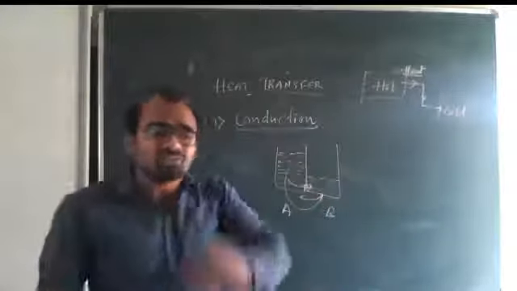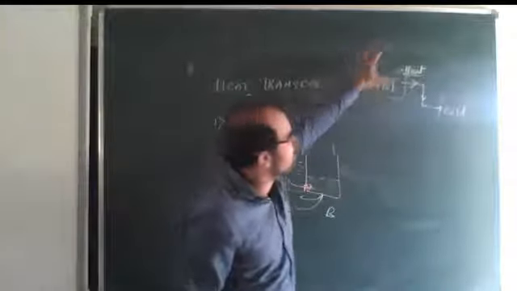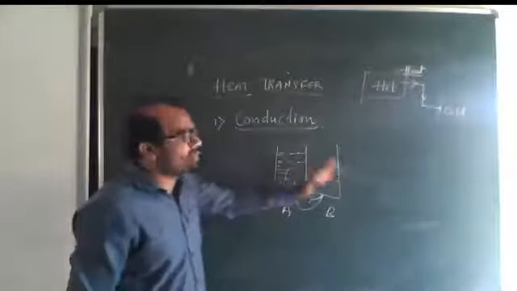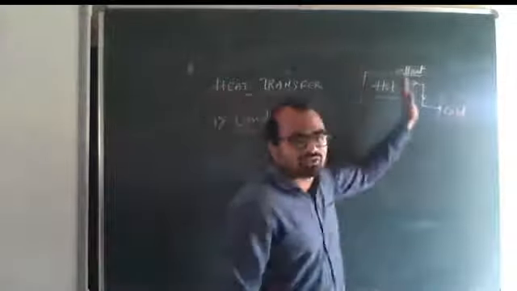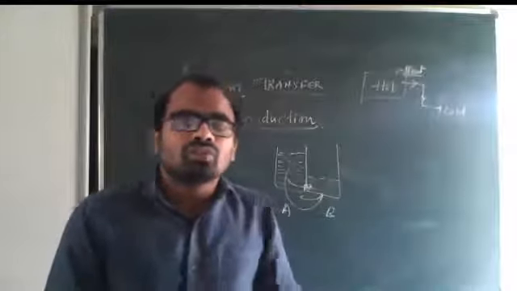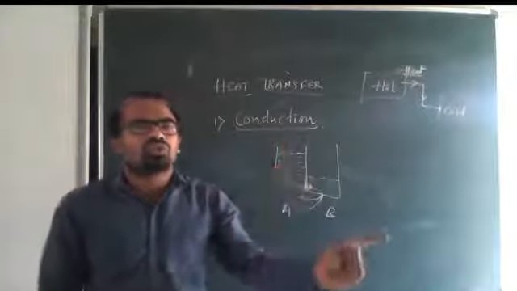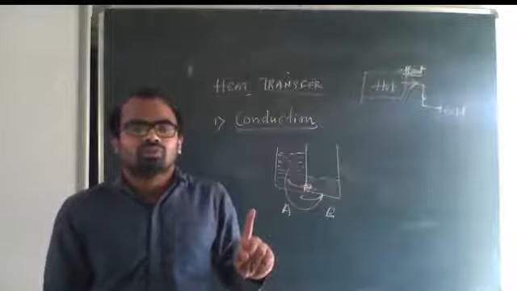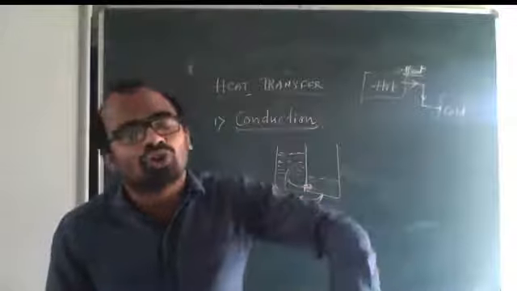Isn't it? So it is always that the heat is highest here and lowest here. From highest to lowest heat flows, just as from highest to lowest water flows, from the highest concentration of water to the lowest concentration of water. Similarly, from the highest amount of heat to the lowest amount of heat. So it is a very natural process. The heat always flows from hot body to cold body.